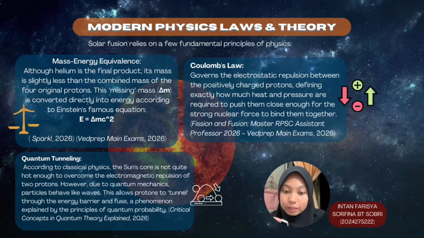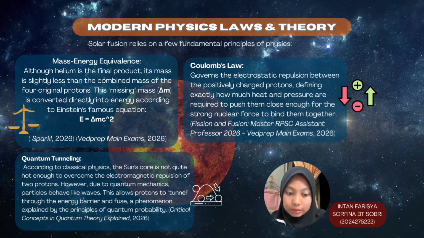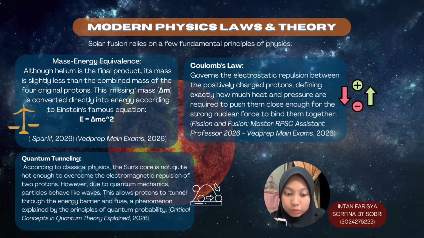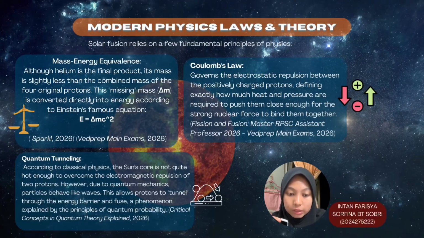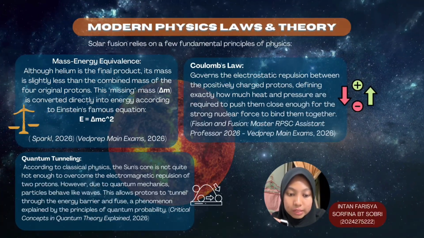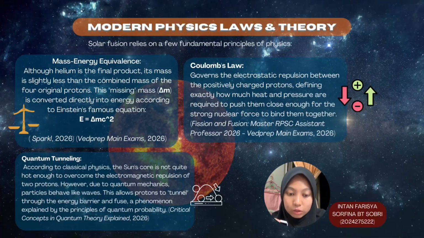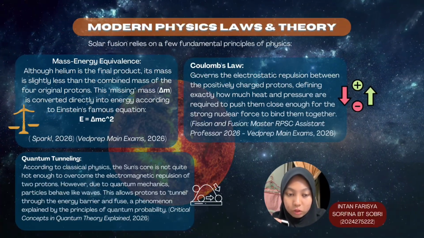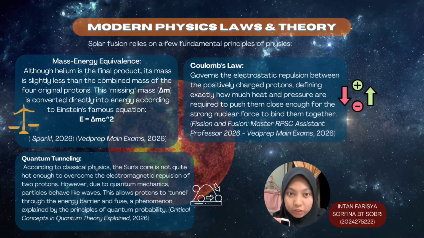Next, modern physics laws and theory. Solar fusion relies on a few fundamental principles of physics, that is, mass-energy equivalence, quantum tunneling, and Coulomb's law. First, mass-energy equivalence. Although helium is a final product, its mass is slightly less than the combined mass of the 4 original protons. This missing mass is converted directly into energy according to Einstein's famous equivalence. A small amount of mass is converted into a large amount of energy using Einstein's equivalence.